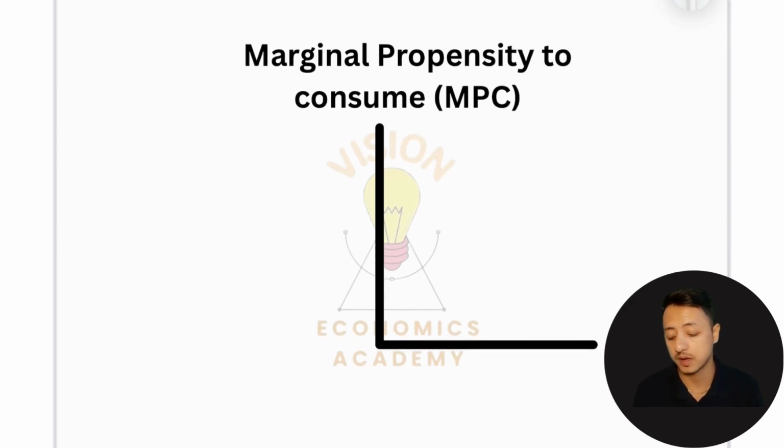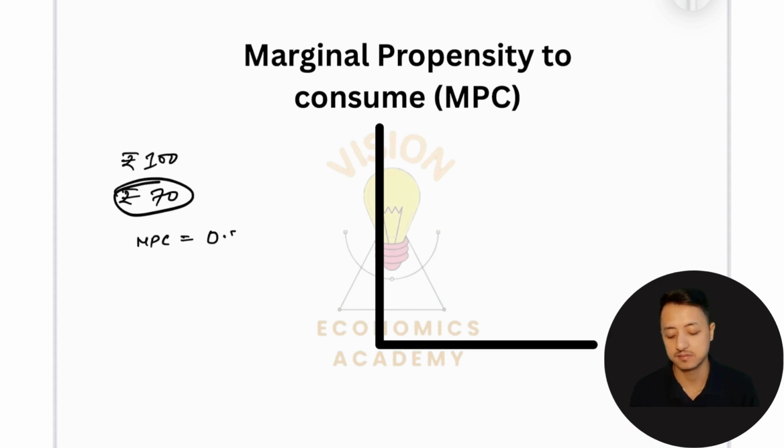Let's say your pocket money has increased by 100 rupees, right? Now, out of that 100 rupees increase in your pocket money, you are consuming, let's say, 70 rupees. So your MPC would be 0.7, that is the 70 rupees out of the increased pocket money you are consuming.